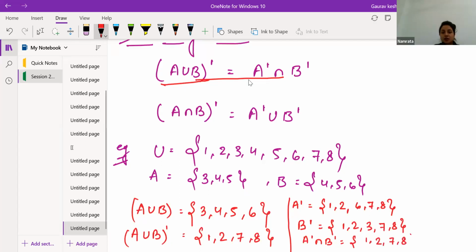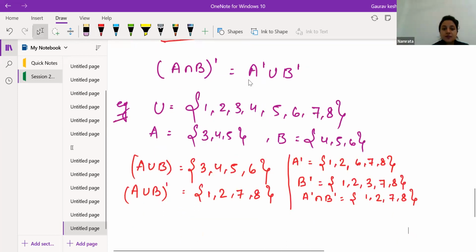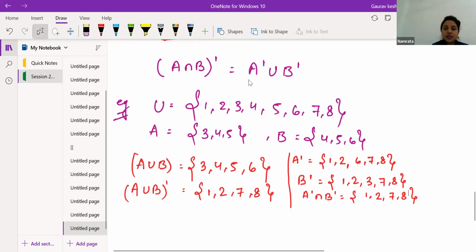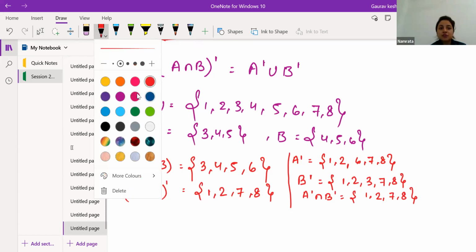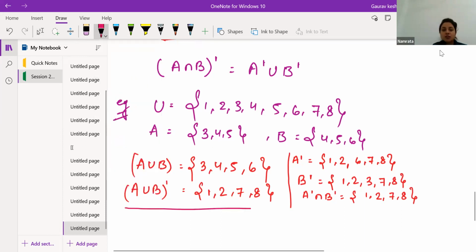Can you see? We got exactly the same sets. Both sides, the left hand side answer and the right hand side answer, are exactly the same. Can you see it? Yes. So this way we have proved and checked De Morgan's law. Okay. So this is what De Morgan's law says.